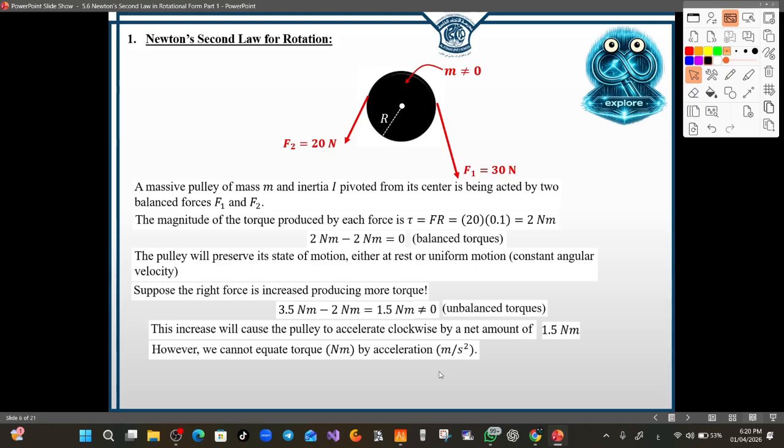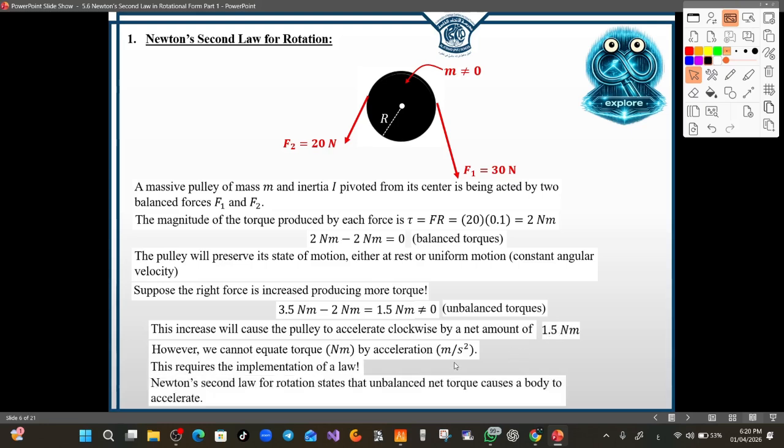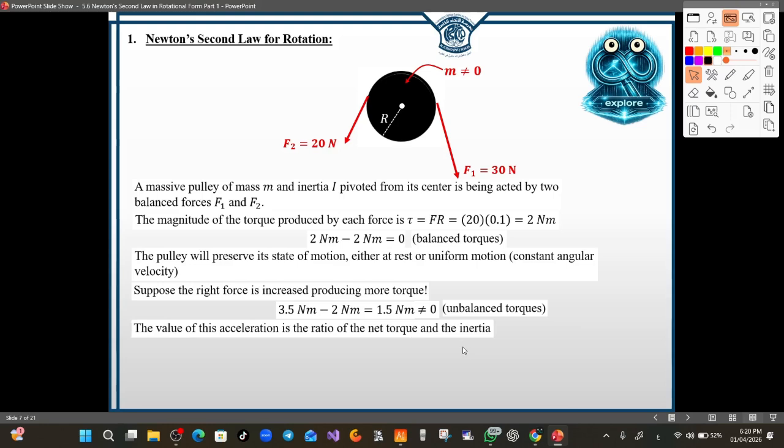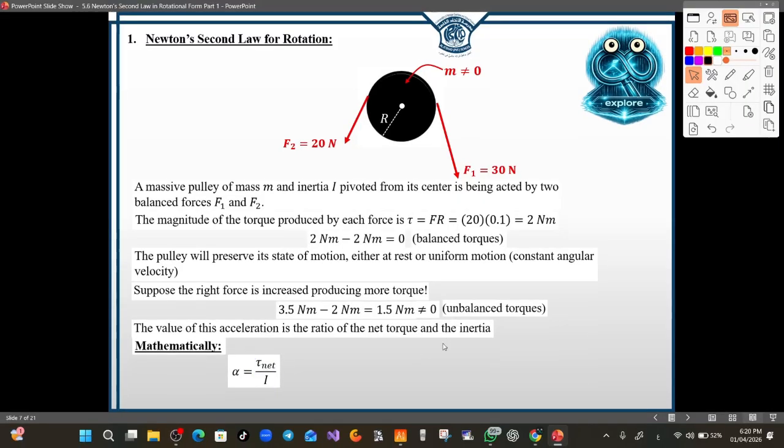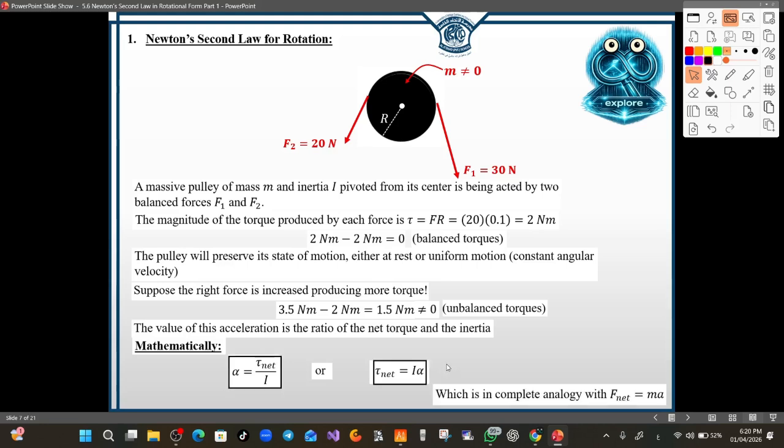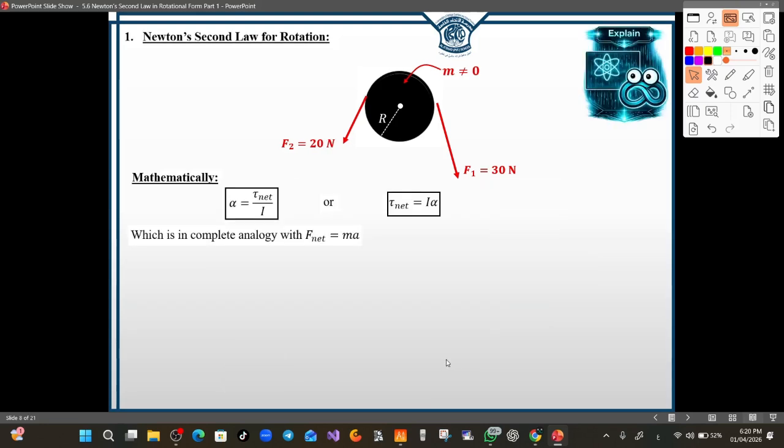However, we cannot equate torque with acceleration, so we cannot assume this value as acceleration, because we have different units here. Newton's second law for rotation states that an unbalanced net torque causes a body to accelerate. The value of this acceleration is the ratio of the net torque and the inertia, which can be written mathematically as alpha, the angular acceleration, equals tau net over I. Or, in a more general way, tau net equals I times alpha, which is in complete analogy with F net equals m times a.